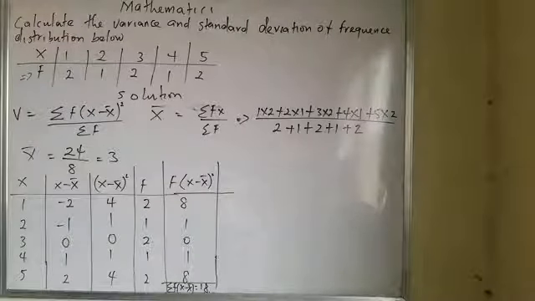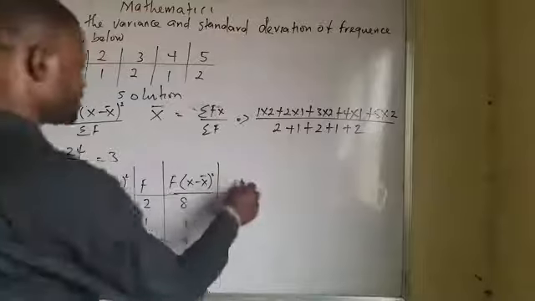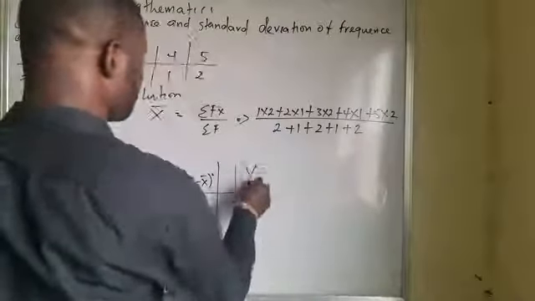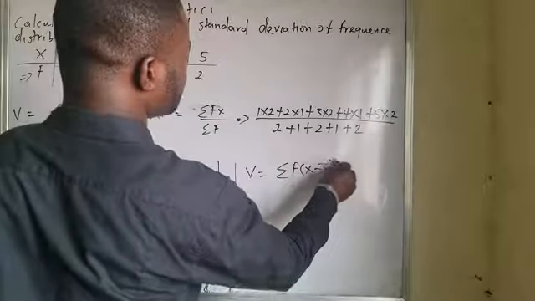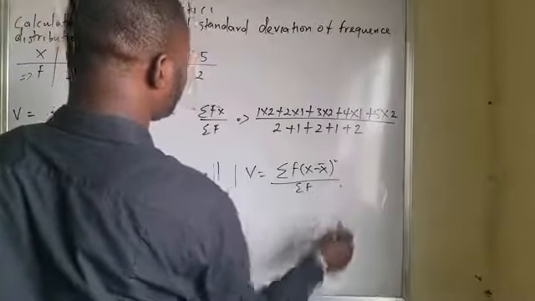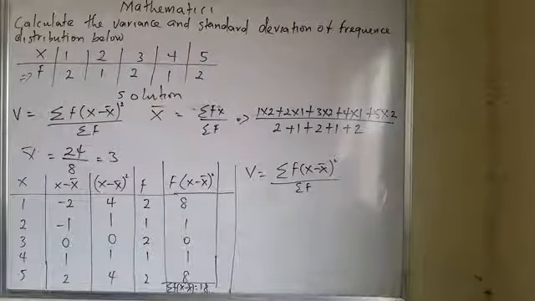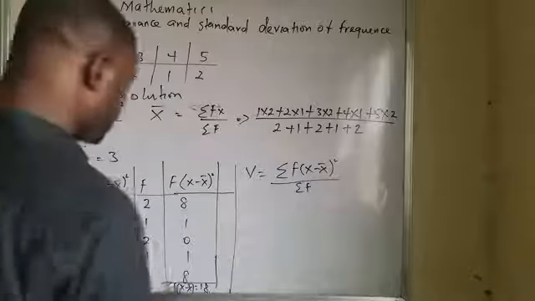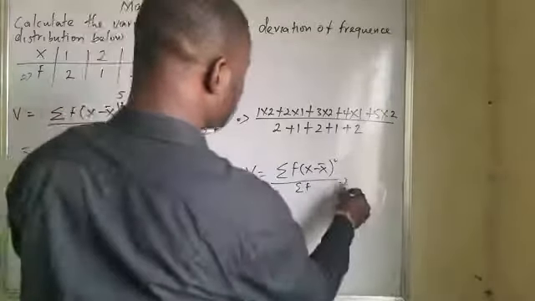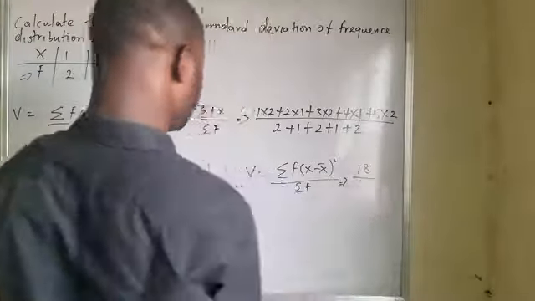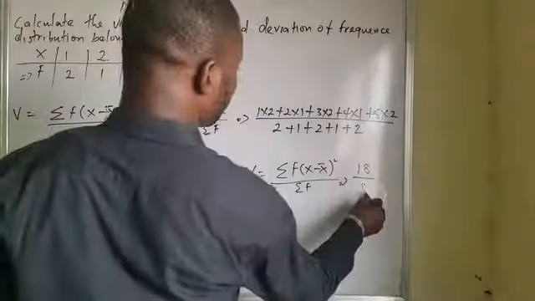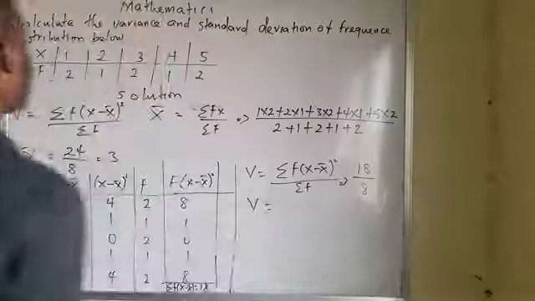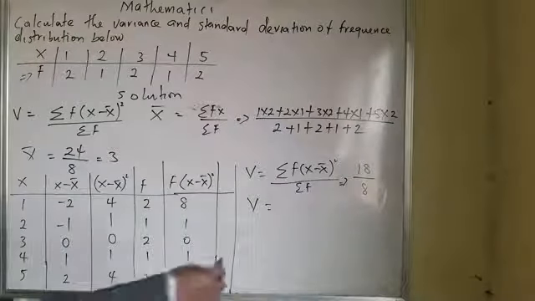I can now look for my variance. My variance will be equal to the summation of f times (x minus x bar) squared divided by the summation of f. The summation is 18, so 18 divided by 8, since the total frequency is 8. It means my variance will be equal to 2.25.